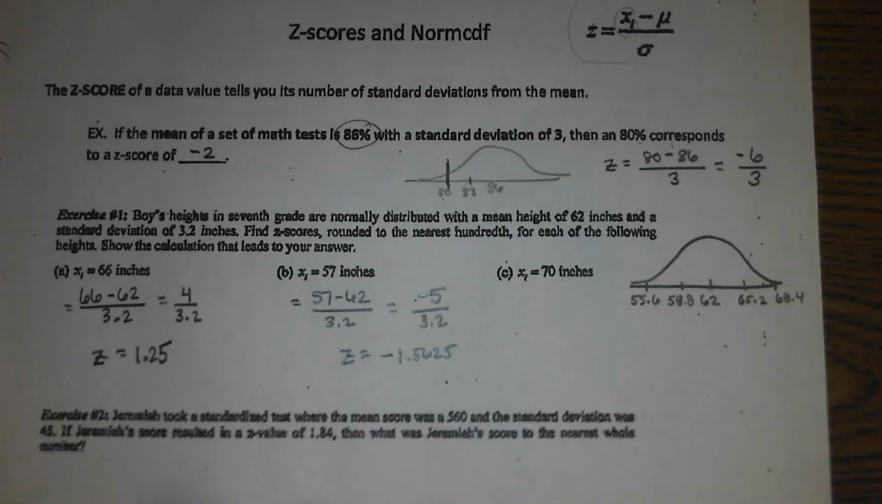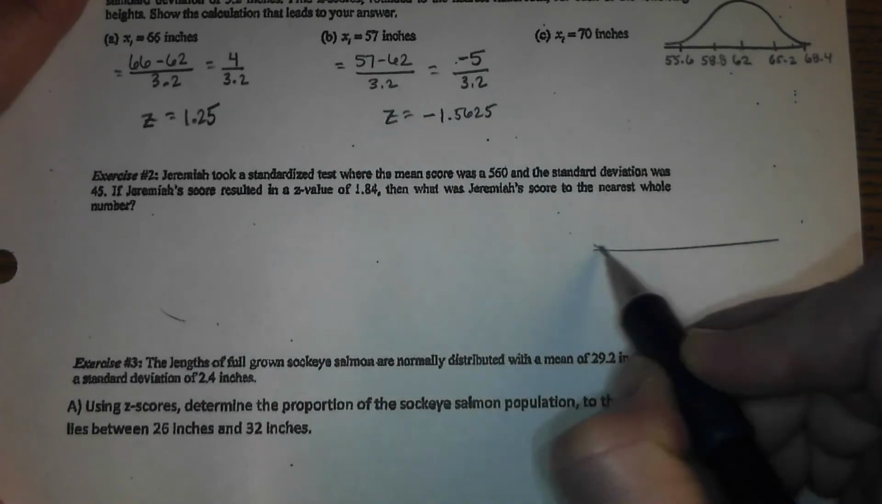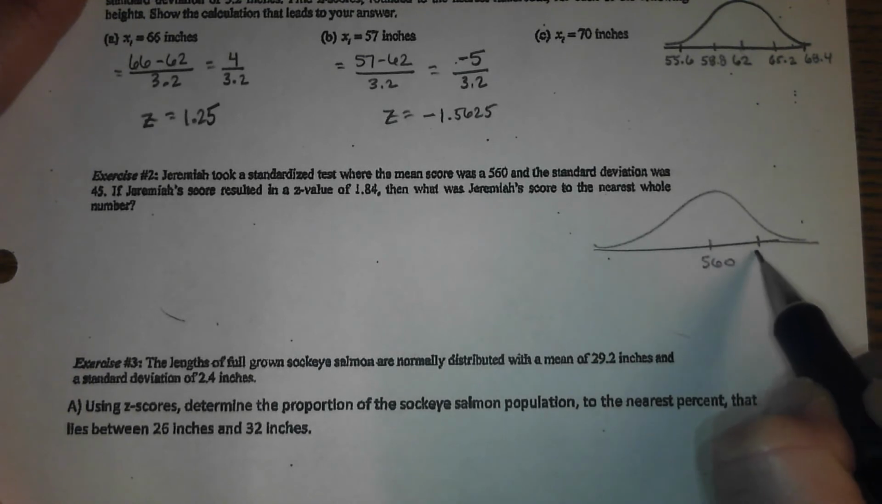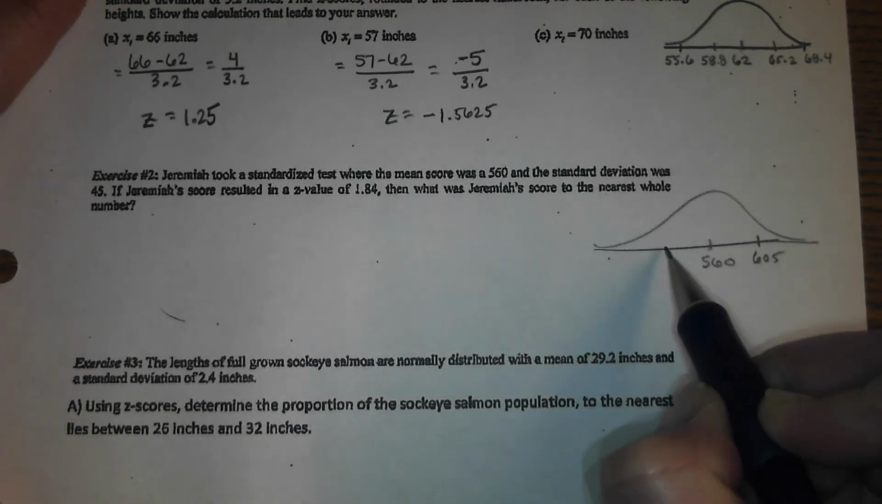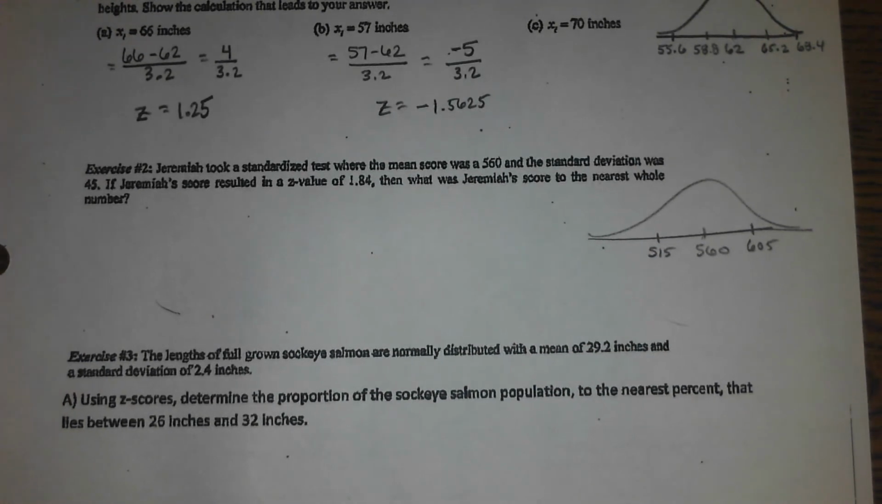All right. So exercise 2. Jeremiah took a standardized test where the mean score was 560. Standard deviation was 45, so I'm just going to go up 1 to 605 and down 1 to 515. If Jeremiah's score resulted in a z value of 1.84, then what was his score? So what is 1.84 standard deviations above the mean? I'm not going to tell you how to do this. Raise your hand when you figure it out and I'll give you bonus points.